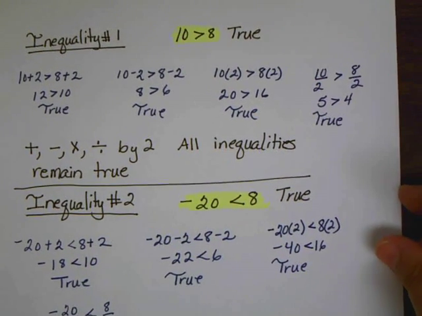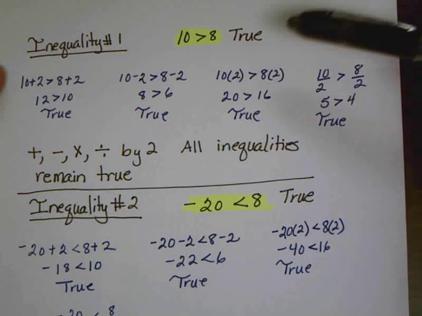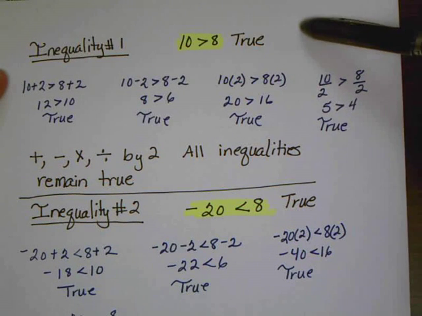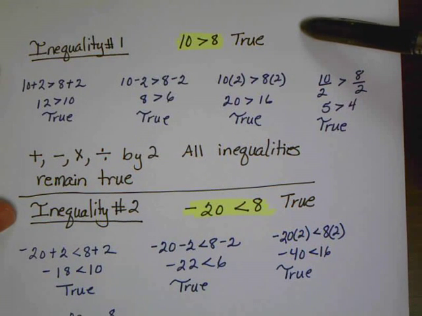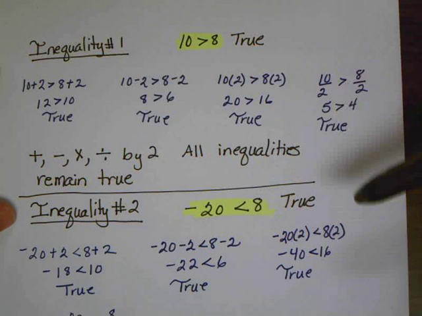Now, I did the same task that you just completed. Inequality number 1 is true: 10 is greater than 8. Inequality number 2 is true: negative 20 is less than 8.